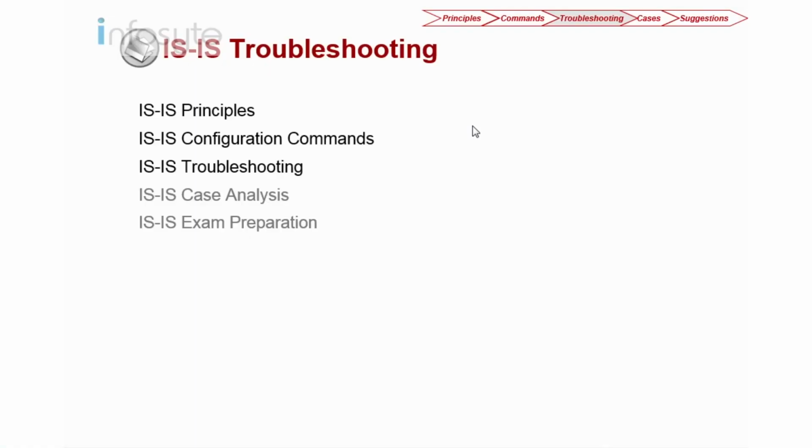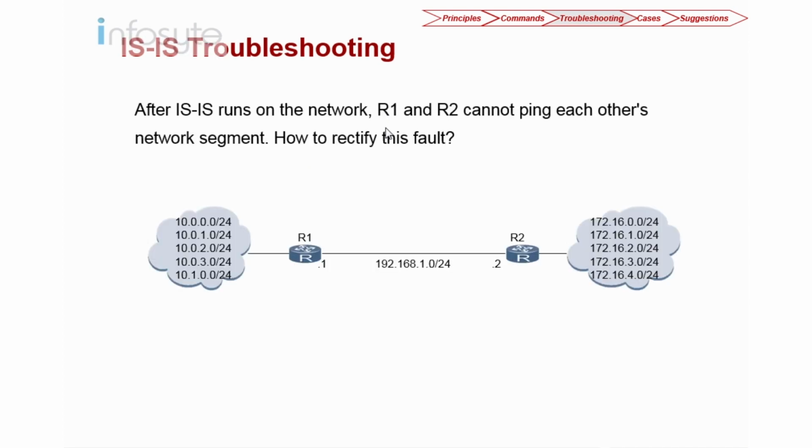It's time for us to look into ISIS troubleshooting. Okay, so in this topology, we will have a bit of a problem. Alright, so let's look into troubleshooting over here. After ISIS runs on the network, R1 and R2 cannot ping each other's network segment. How to rectify this fault? This is a very simple network.